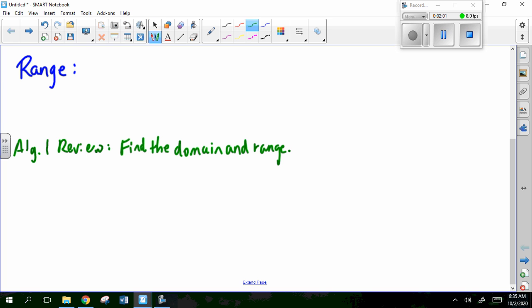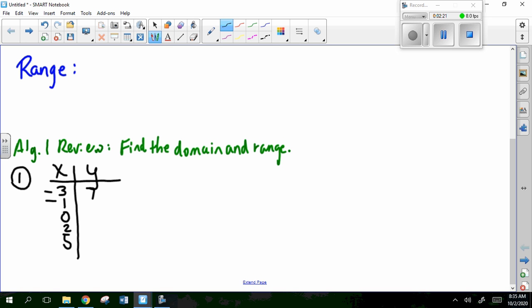There we go. Okay, so for my first example here, I want to give you a table of values. I'm going to give you some x values and some y values. The x values are -3, -1, 0, 2, 5. And then my y values, 7, 5, -1, -4, -2. And then I want you to tell me your domain and your range.